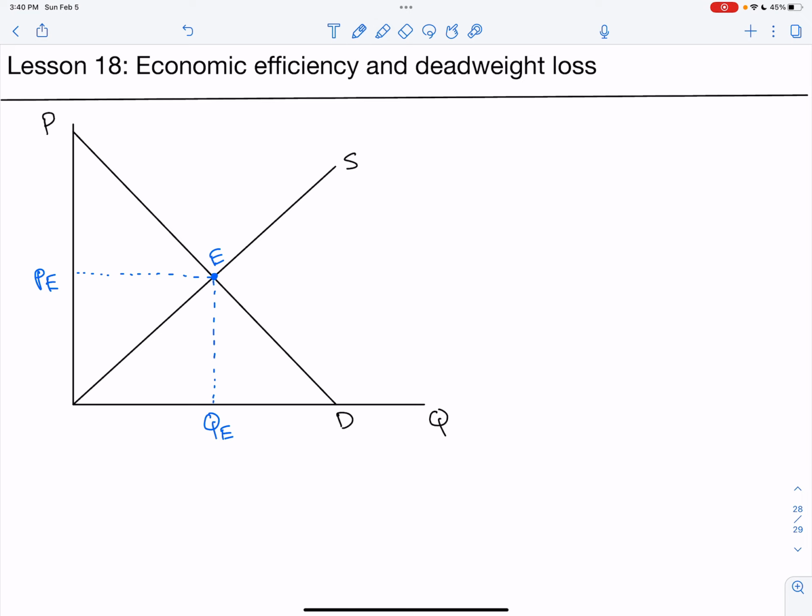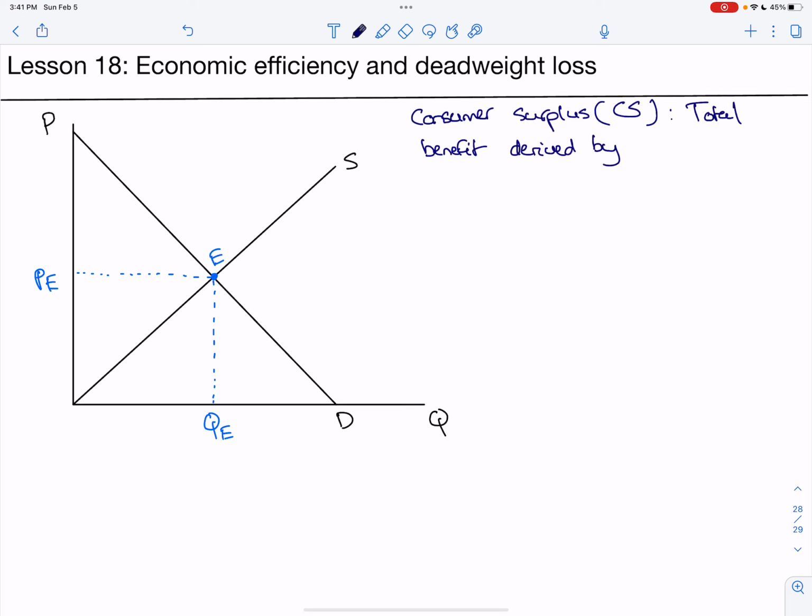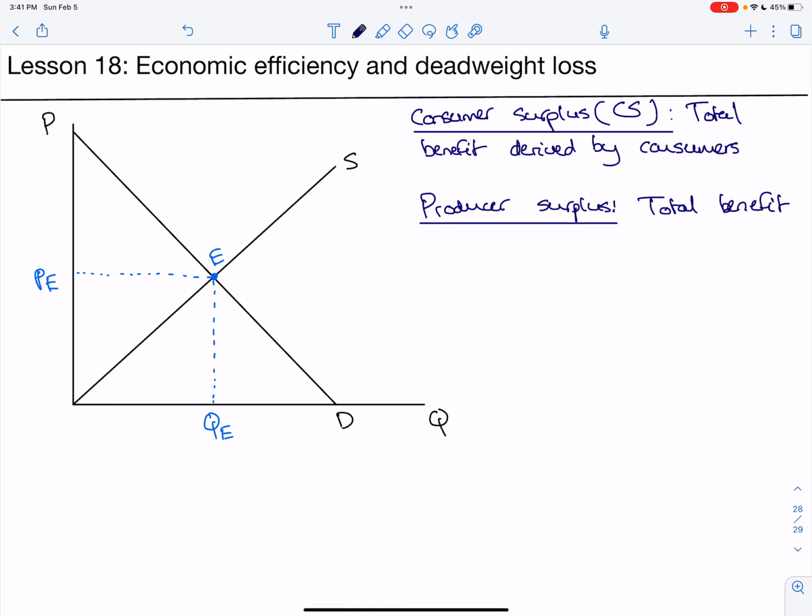Now, let's just define a few things here. Consumer surplus, which I'm going to abbreviate as CS, is defined as the total benefit derived by consumers, and producer surplus is the total benefit derived by producers or suppliers.